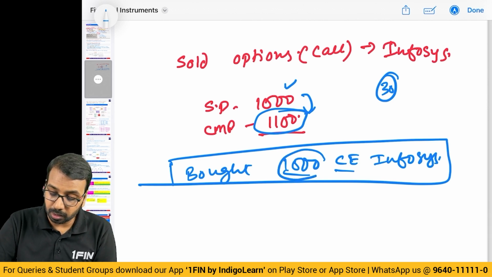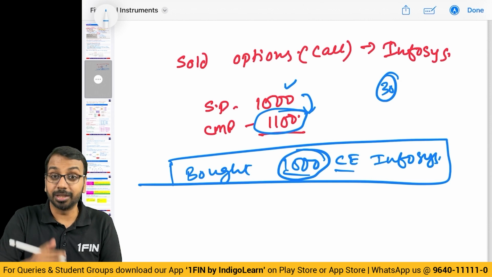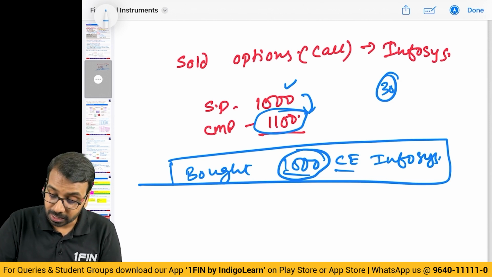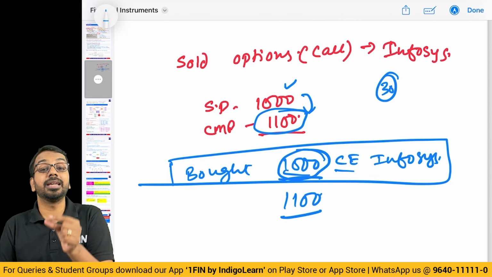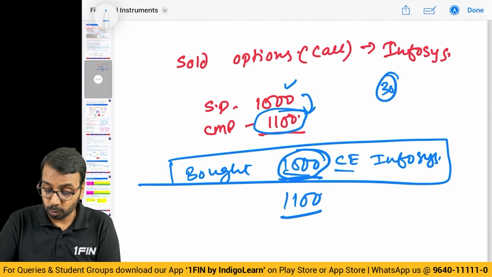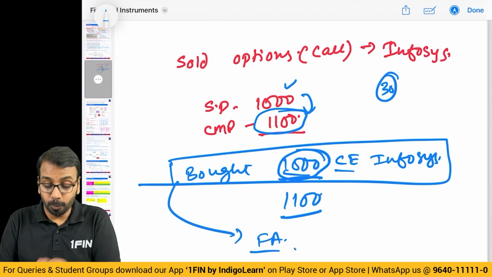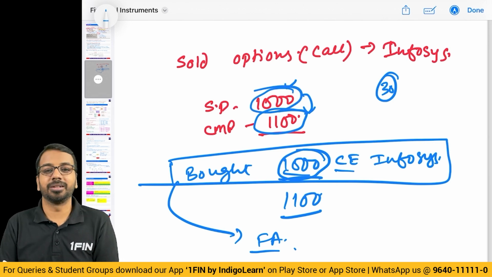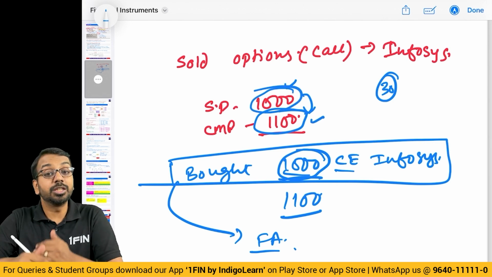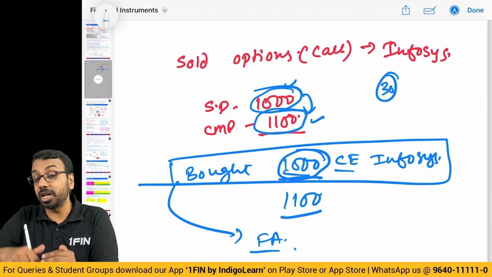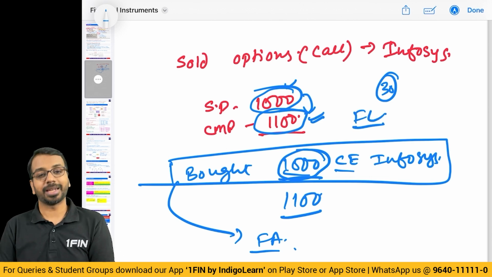Now, for the buyer, your friend, he is in an advantage, he has some profit, because he can buy at 1000 and sell in the market at 1100. He is in a favorable position. So for him this becomes a financial asset. Whereas for you, you have agreed to sell at 1000, and the current market price is 1100, which means you are at a disadvantage, the position is unfavorable. So if the position is unfavorable, this becomes a financial liability.